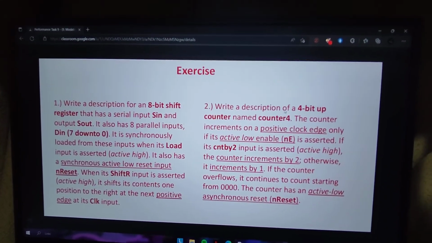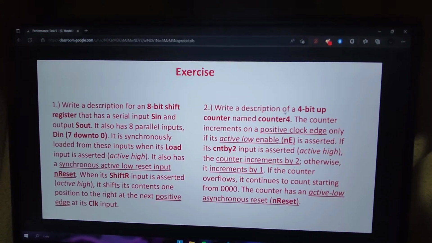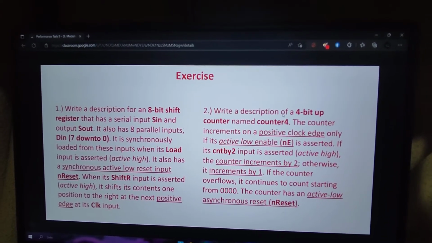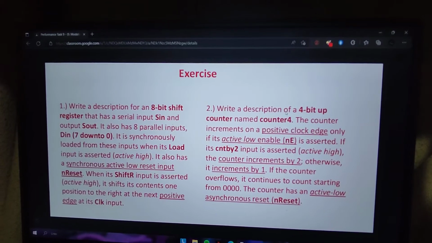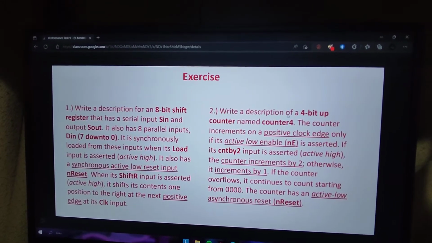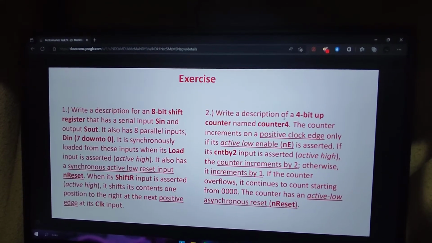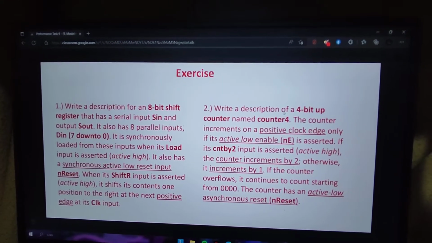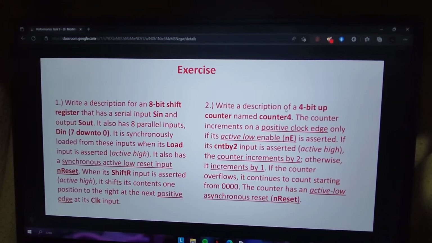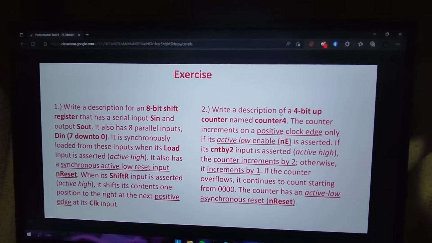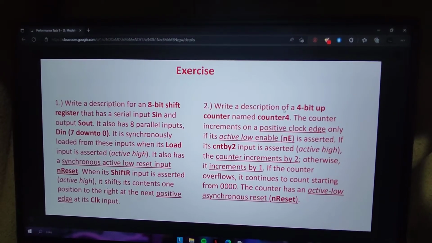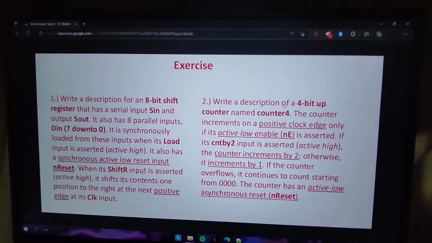It also has a synchronous active low reset input, N reset. When its shift R input is asserted, so if it is 1, it shifts one position to the right at the next positive edge of its clock input.